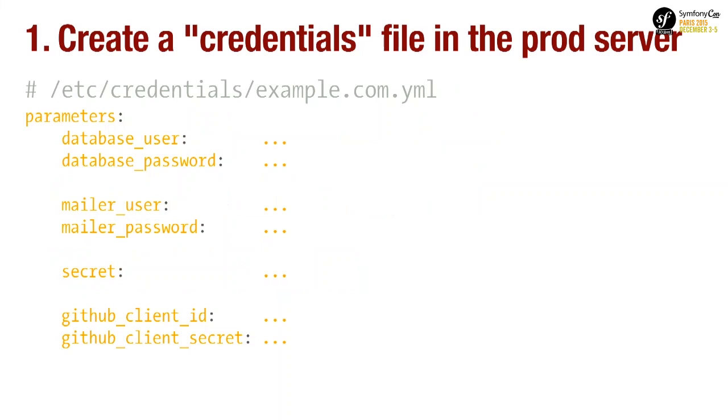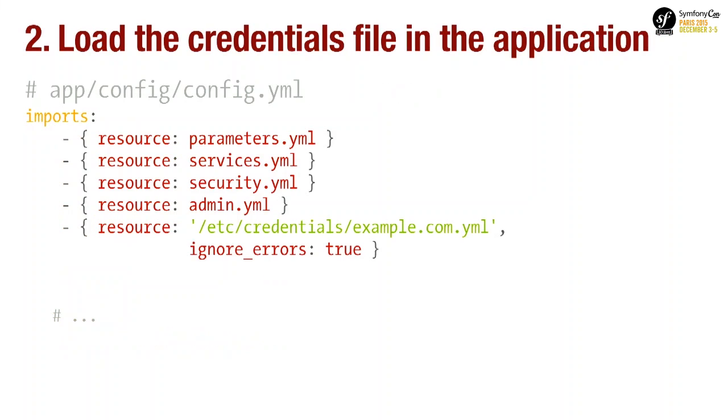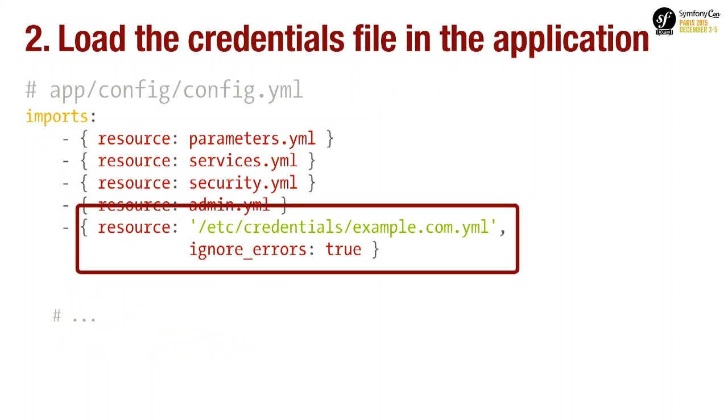And it starts like that. In the production server, you define a credentials file. For instance, in etc/credentials/example.com YML. And there you put all the sensitive information. I mean, the database password, the GitHub API, everything that you don't want local developers to know. And then in your Symfony application, you put that. At the bottom of the import, you import that file.